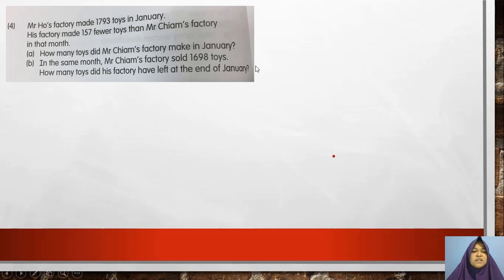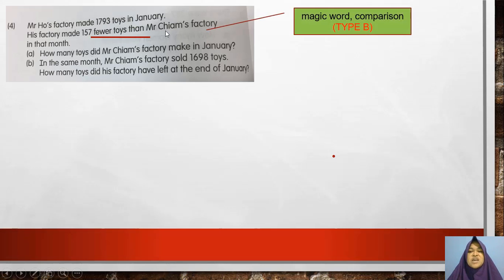So we will read the first sentence and then we see the second sentence. Fewer toys than. Okay. It will be fewer toys than, comparison and magic word. It will be type B. First, A question. So how will we do it? Like this, Mr. Ho and Mr. Chiam's. Mr. Ho had made 1,793. We made the models, and then he made fewer. So Mr. Chiam made greater, more.